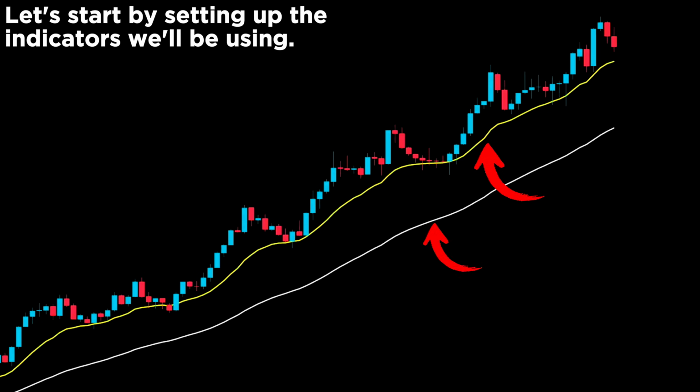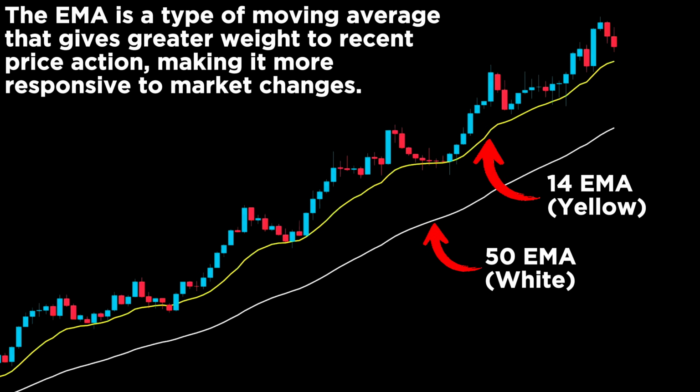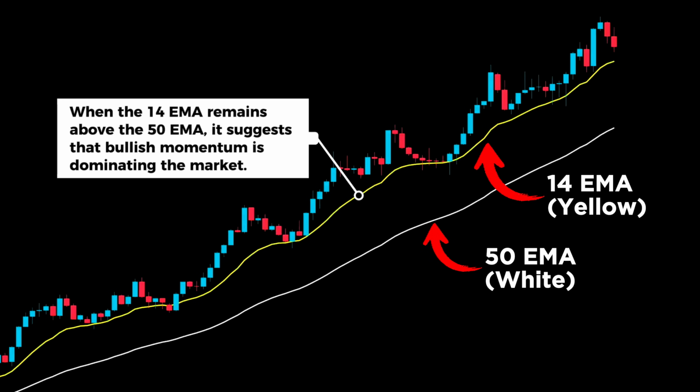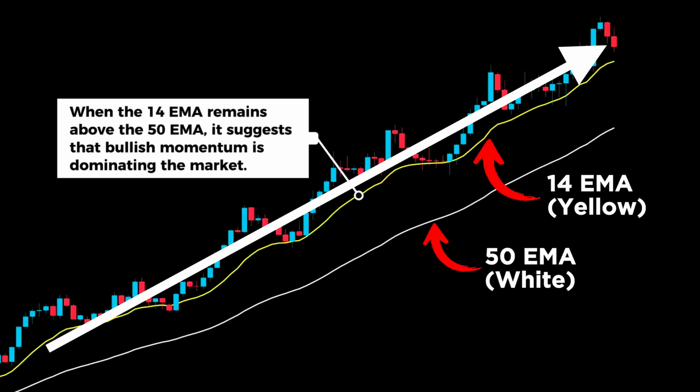On your chart, add two exponential moving averages, the 14 EMA and the 50 EMA. The EMA is a type of moving average that gives greater weight to recent price action, making it more responsive to market changes. When the 14 EMA remains above the 50 EMA, it suggests that bullish momentum is dominating the market. This alignment is commonly associated with an uptrend, leading traders to focus primarily on buying opportunities, especially when price is trading above both moving averages.